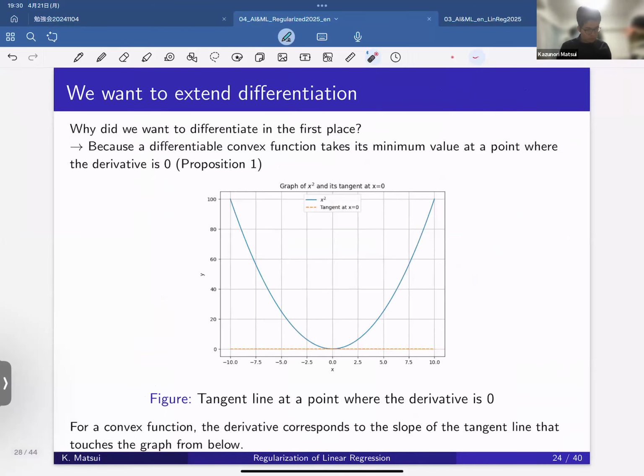Why did we want to differentiate in the first place? Because our differentiable convex function takes its minimum value at the point where the derivative is 0. For convex functions, the derivative corresponds to the slope of a tangent line that touches the graph from below. For a differentiable convex function f, a slope that is tangent to the graph corresponds to this. In other words, if you draw a tangent line, all other parts of the graph will be above the tangent line.